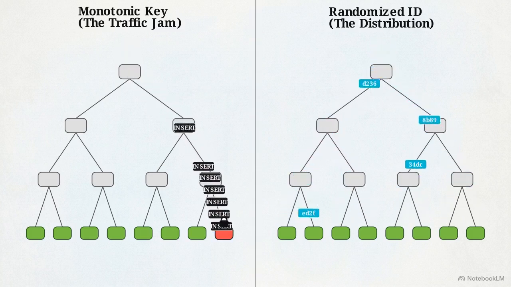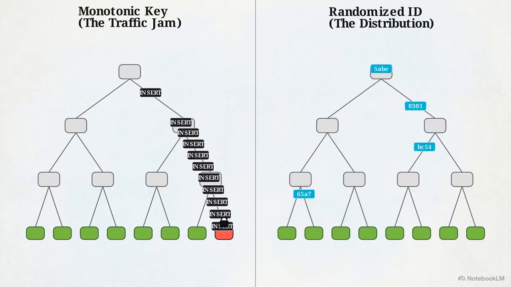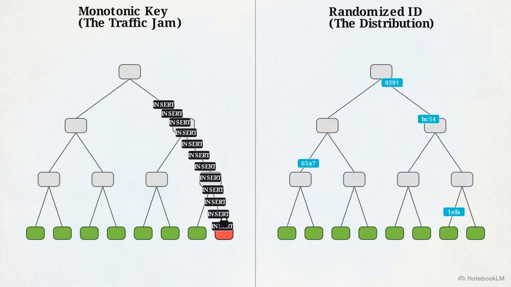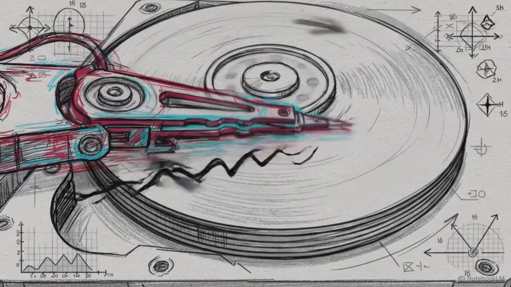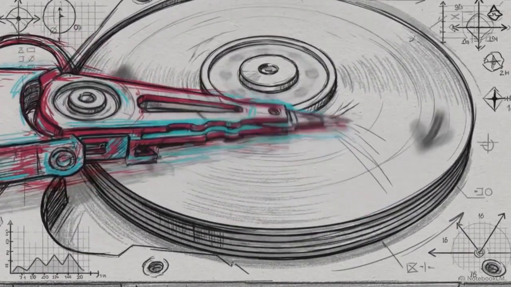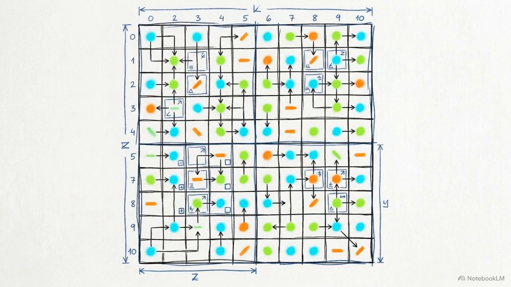Randomized IDs, like UUIDs, prevent that traffic jam by scattering new data across the entire base of the tree. However, this creates a trade-off. Because the data is no longer grouped together by time, the physical drive has to perform more work to jump between different locations during a search, losing the efficiency of those linear scans we saw earlier.